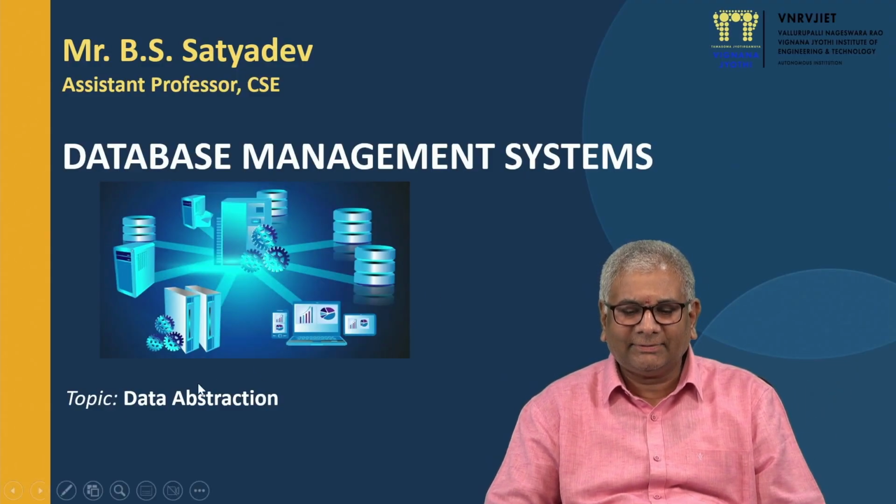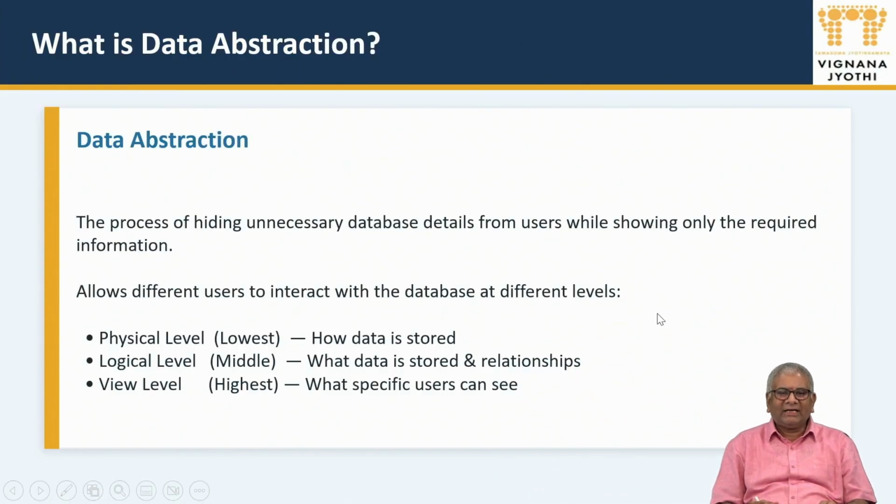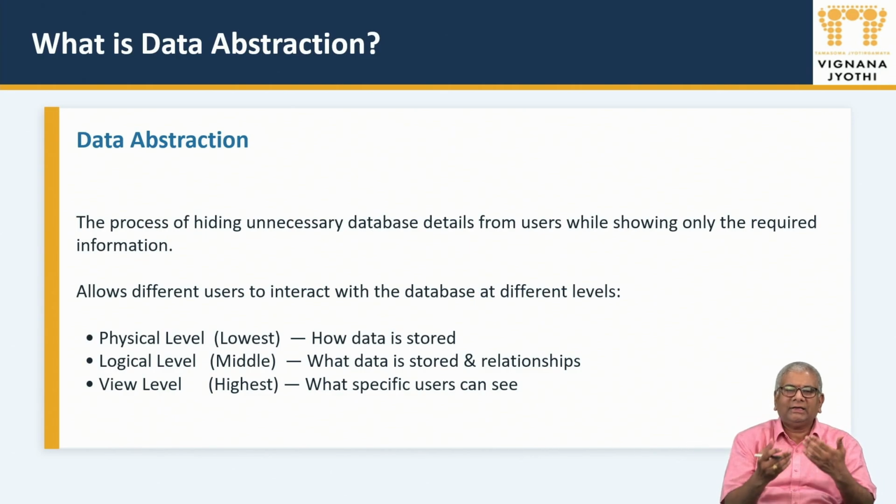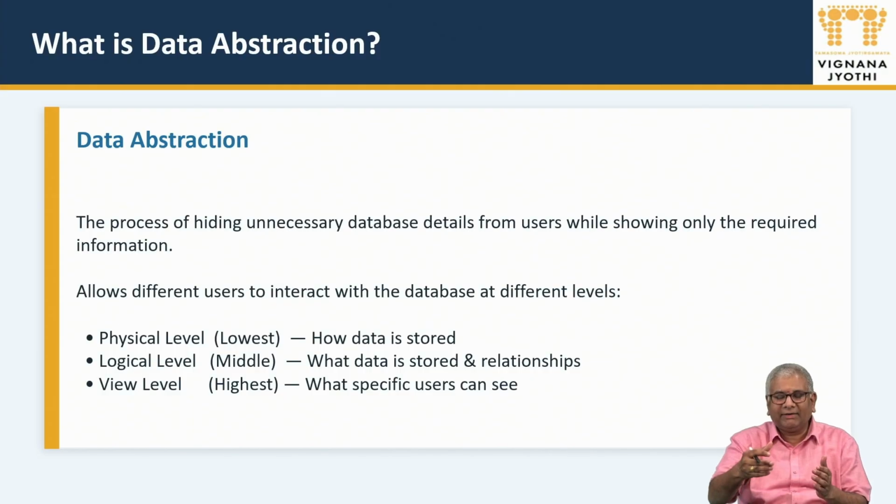So let's get into the presentation. Data abstraction, as per the definition, is the process of hiding unnecessary database details from users while showing only the required information. That means restricting users from seeing the entire data. How much restriction you put depends on what kind of user it is. We will see users in the next presentation, but in this presentation we are talking about data abstraction, which allows different users to interact with the database at different levels.